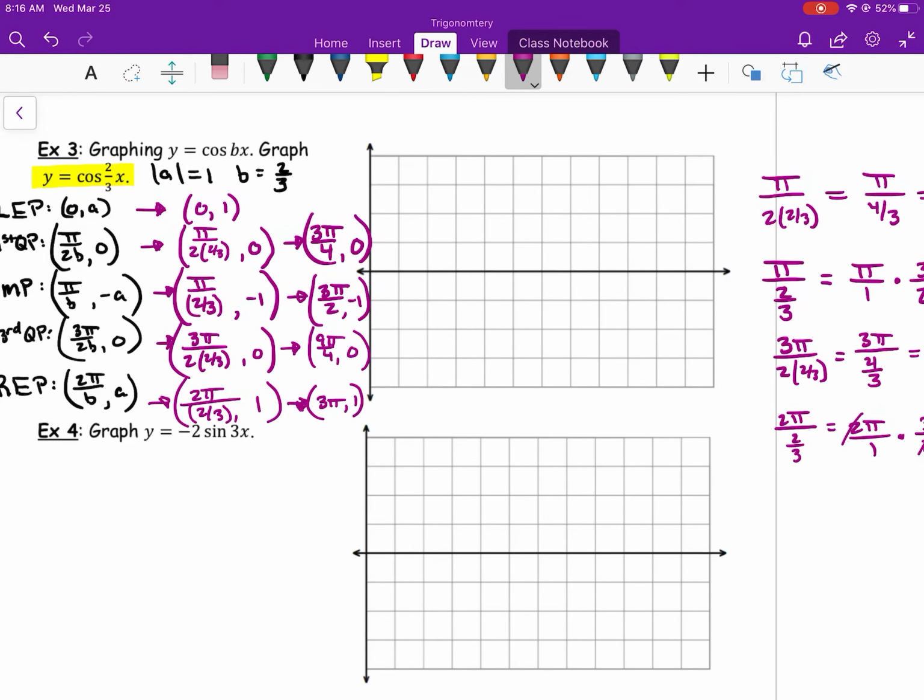Okay, scratch work done. Time to plot our points. So we have 0, 1, which is, I guess I should use a different color. Go blue. We got 0, 1 right there. And now I'll just write my numbers. So this is 3 pi over 4. This is 3 pi over 2. 9 pi over 4. And 3 pi.